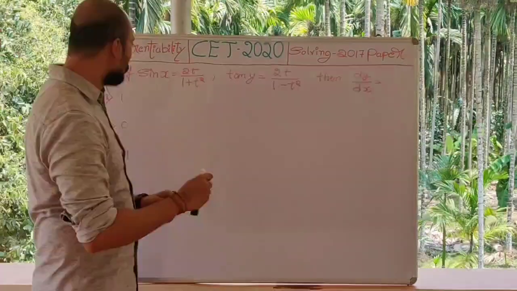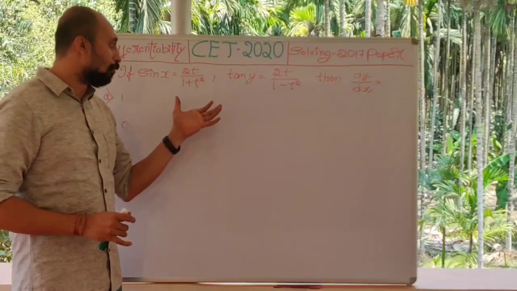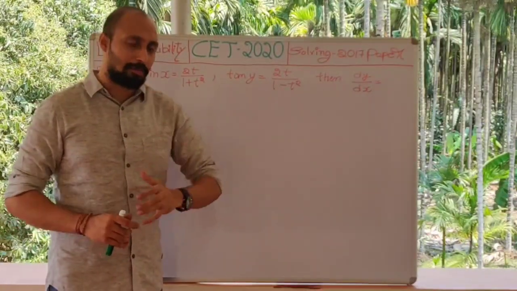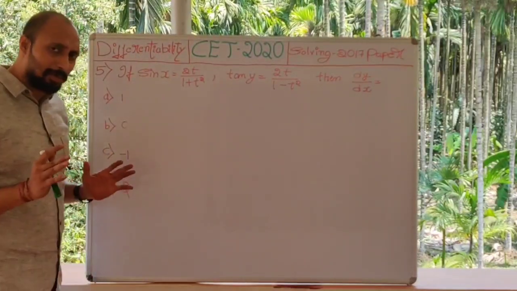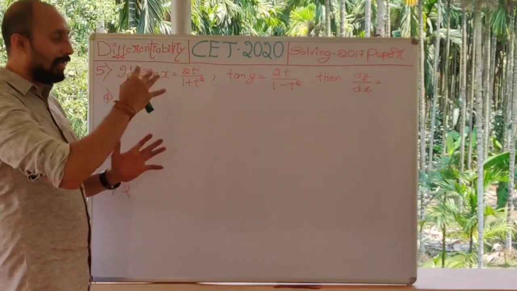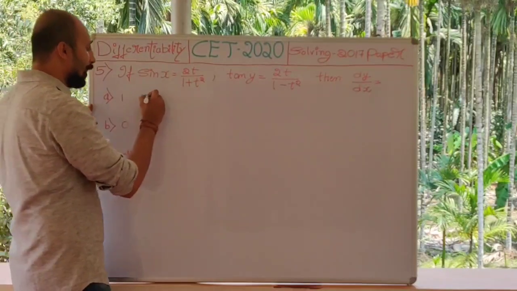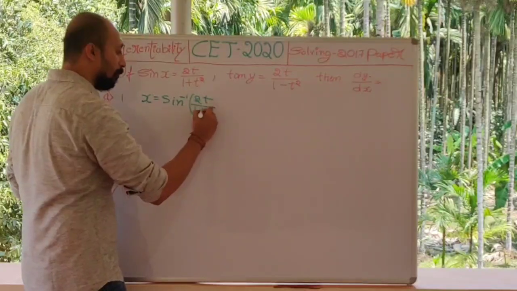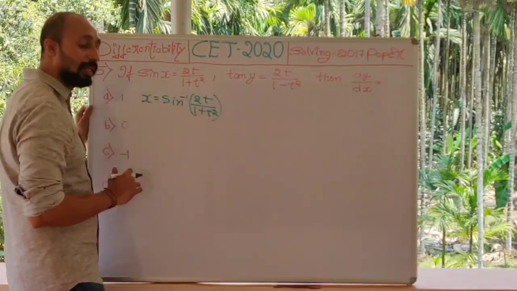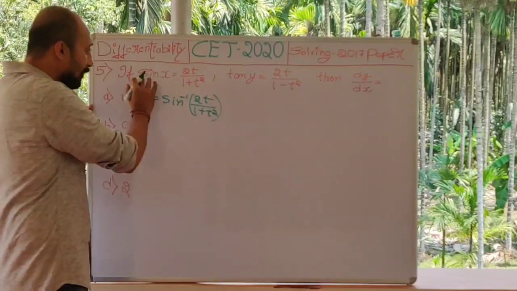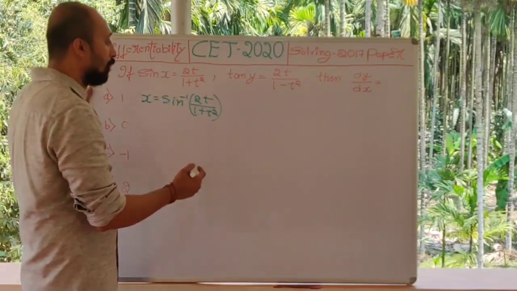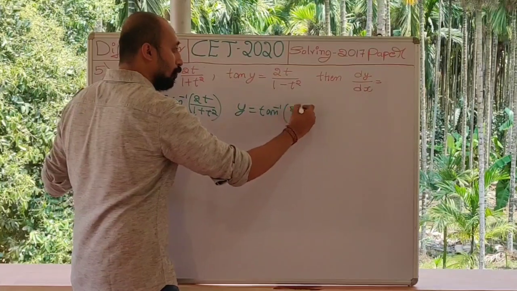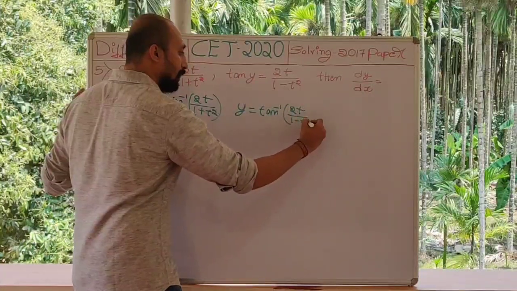So learn this problem. They have given sin x is equal to 2t divided by 1 plus t square, tan y is equal to 2t divided by 1 minus t square. See, since x should be taken in that manner, can I write this x as sin inverse of 2t divided by 1 plus t square? I need to use inverse trigonometry because x has to be independent of sine. So y could be written as y is equal to tan inverse of 2t divided by 1 minus t square.